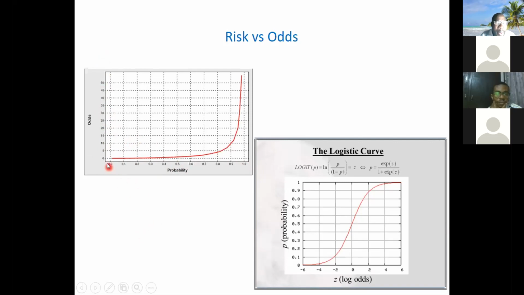So when the probability moves from 0 to 0.5, halfway, the odd moves just 0 to 1. When the probability now moves to complete its journey, close to 1 here, the odd is going to infinity. Does it make sense? So you can see that type of graph is very skewed.